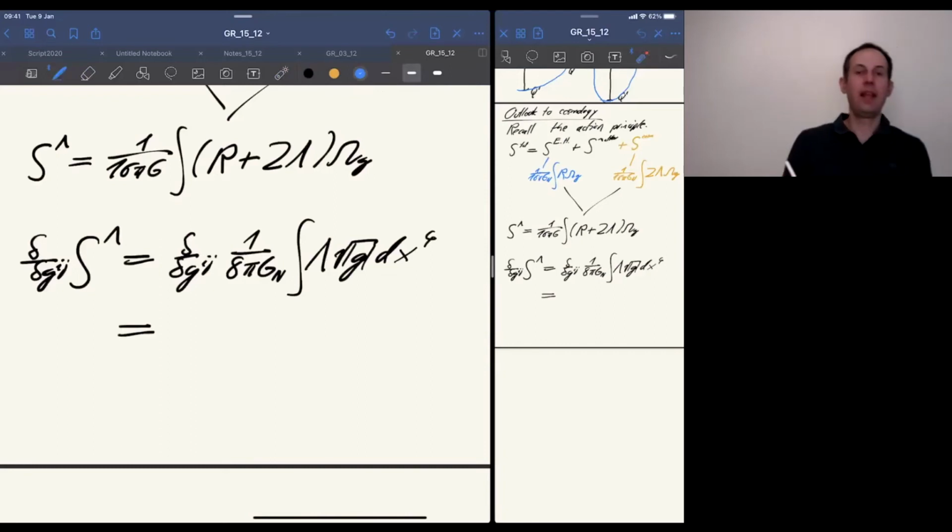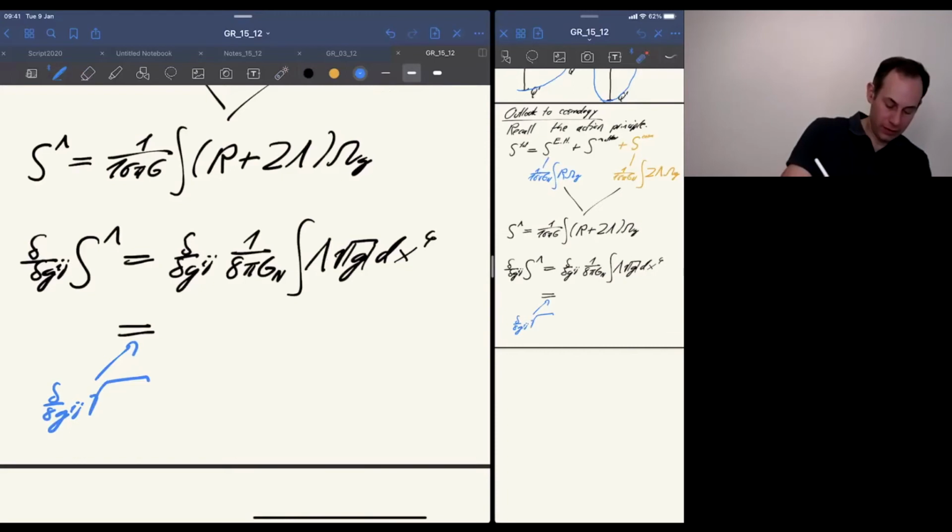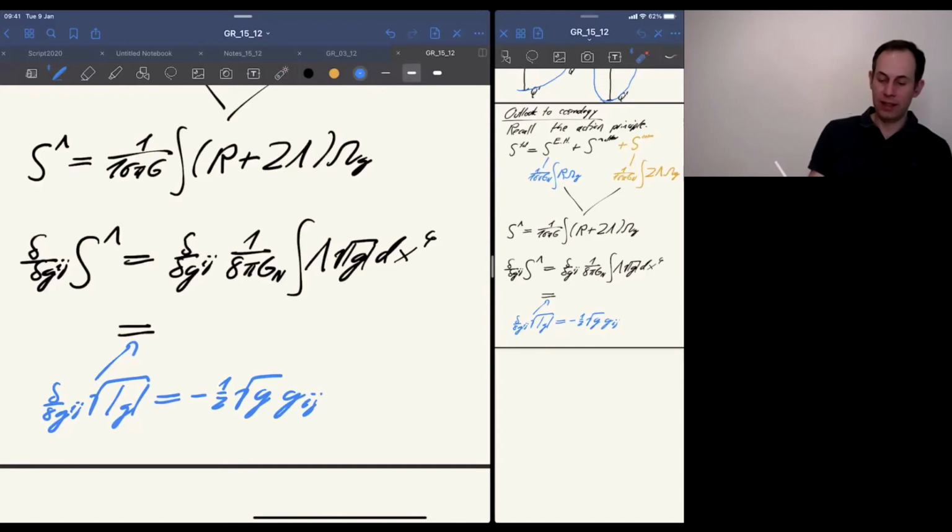Now, as I said, we can take this variation inside the integral. And if we do that, we get obviously a term of this form where we take the derivative of the square root of the determinant of g, which we already evaluated, I think, a week ago. And I just remind you of what the result was. This is something you can look up. I think we already used it at least twice.